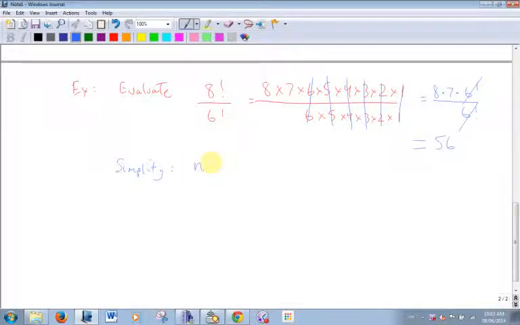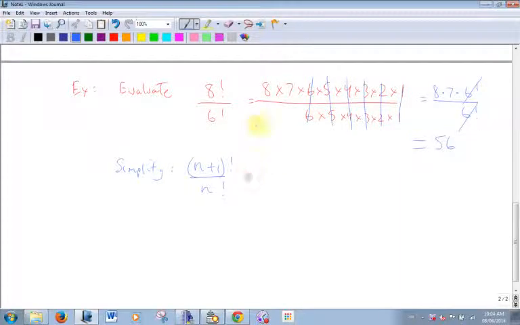Simplify. This one you can't put in your calculator. (n plus 1) factorial over n factorial. Do you know what n is? No, because I haven't told you. Might be 40, might be 6, might be 212.